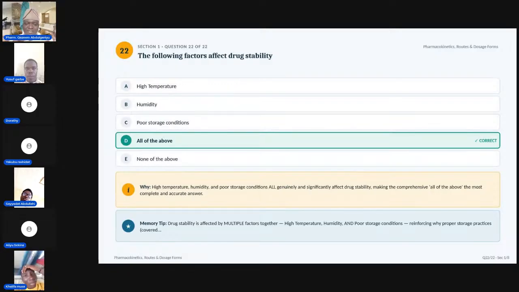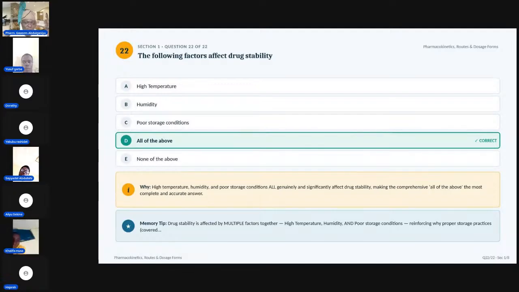In fact, that is the word: store in a cool, dry place. Cool meaning the temperature is lower. Dry, less humid. Humidity means there is water. Do you understand? So these two options already cancel out by that phrase alone. Store in a cool, dry place.